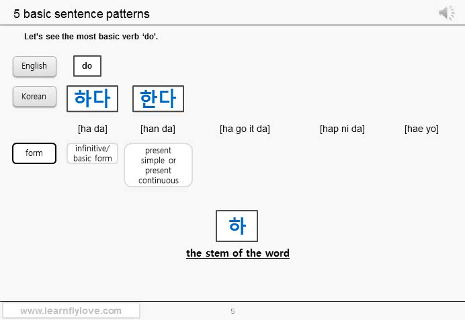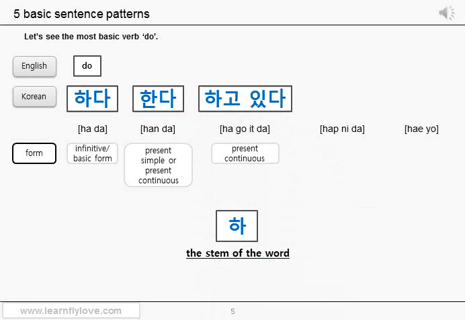We will show you some examples very soon. Plus, we're going to explain all about this over and over again, so don't worry. Let's move on to the next one. 하고 있다. This is the present continuous form. It seems like this 고 있다 sound was added to the basic form, or to the stem 하, to make it present continuous or progressive.